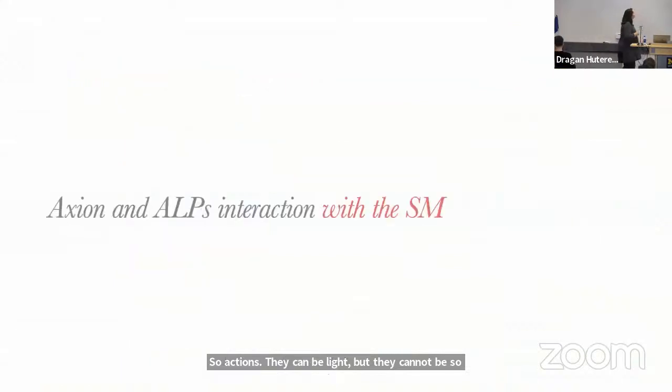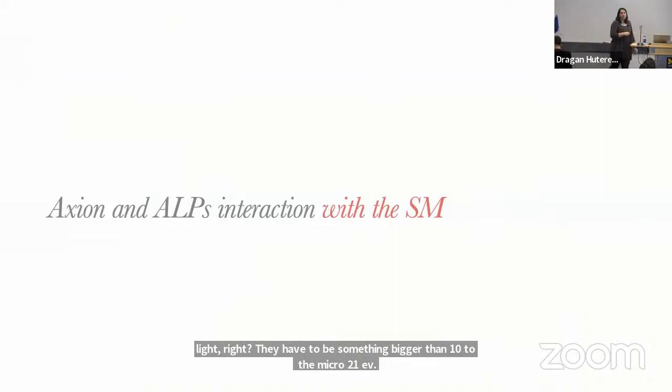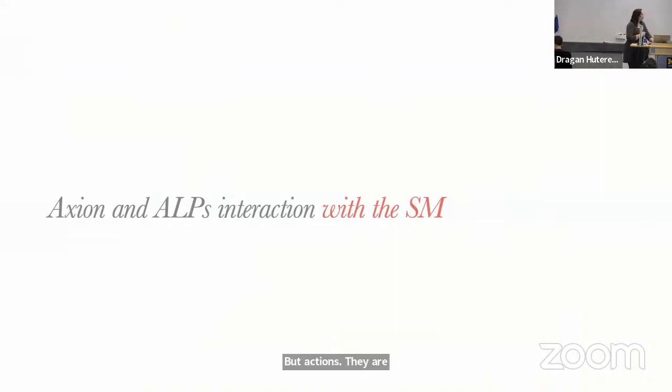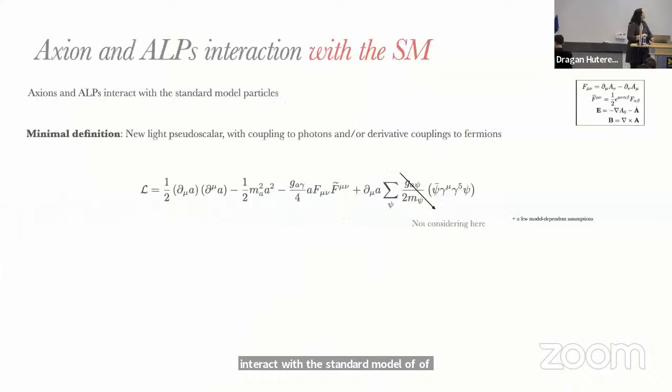But axions, they are axion-like particles. They also interact with the standard model, with ordinary particles. And this means that there is a tiny interaction with electromagnetism. As we saw, this interaction can be tiny, can be up to millicharge. So I can have this channel.